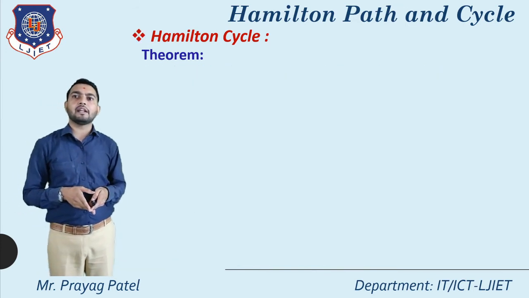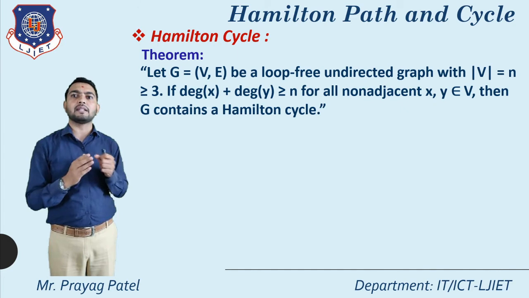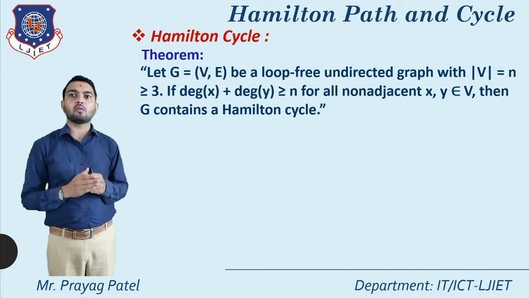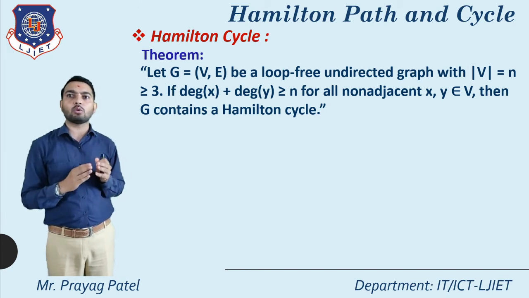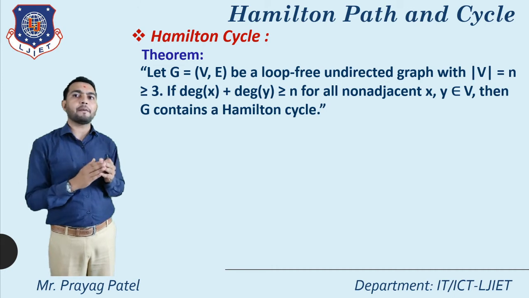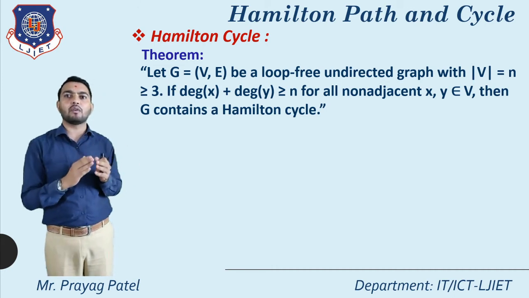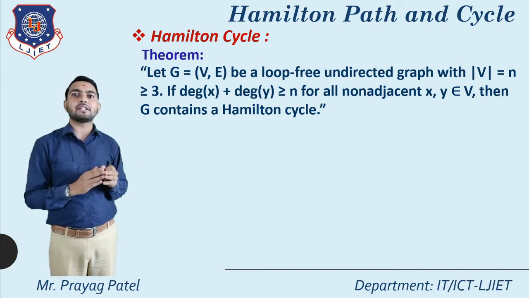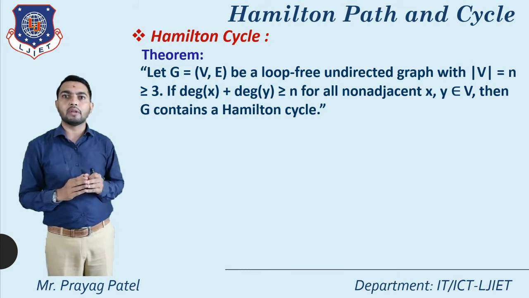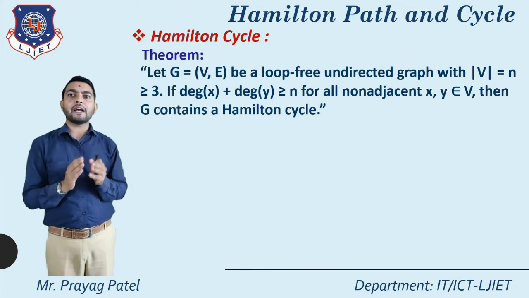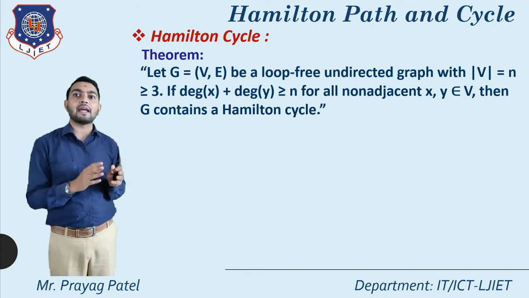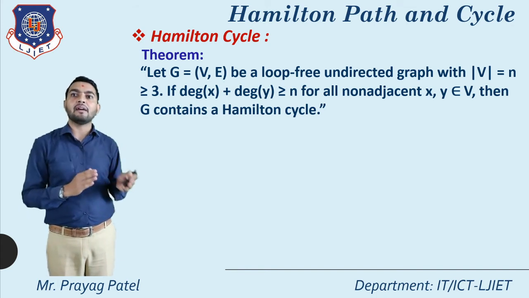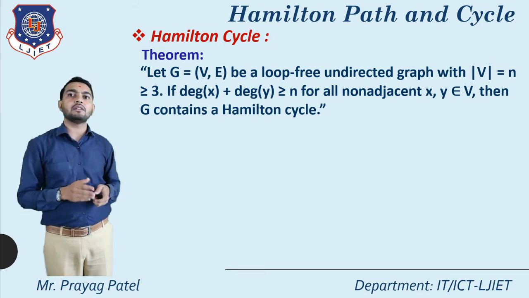Now after that, another theorem about the Hamilton cycle is: let G equal to (V, E) be a loop-free undirected graph with |V| equal to n greater or equal to 3. If degree of x plus degree of y is greater or equal to n for all non-adjacent x, y belongs to V. Now here the condition is degree of x plus degree of y greater or equal to n, but the condition is that x and y are non-adjacent nodes. Then G contains a Hamilton cycle.